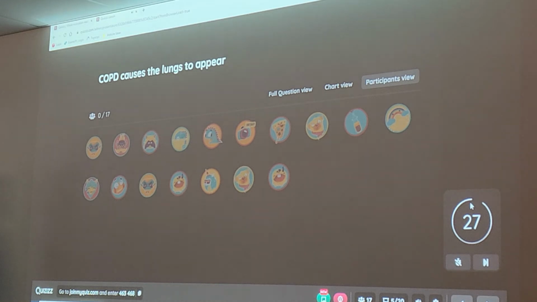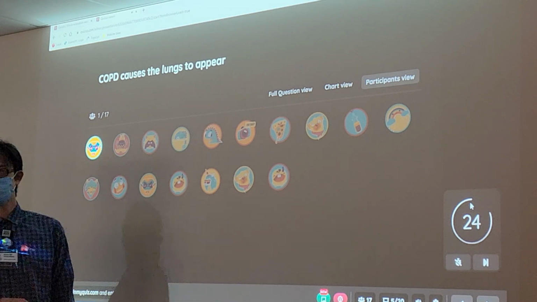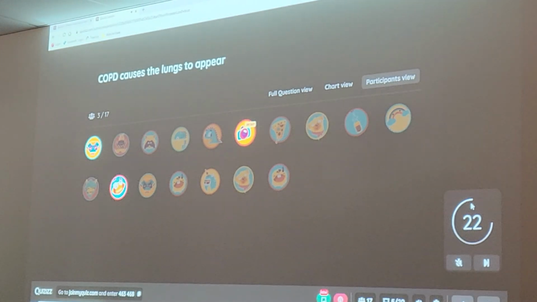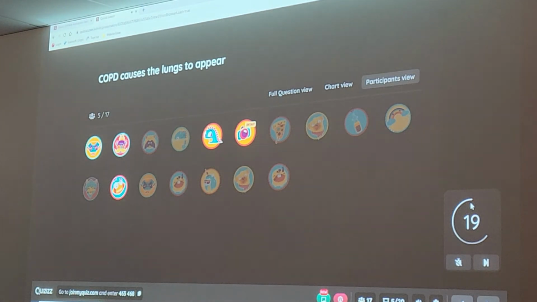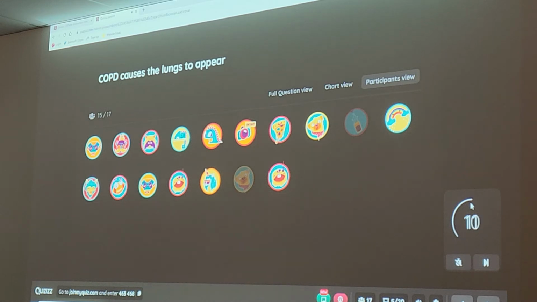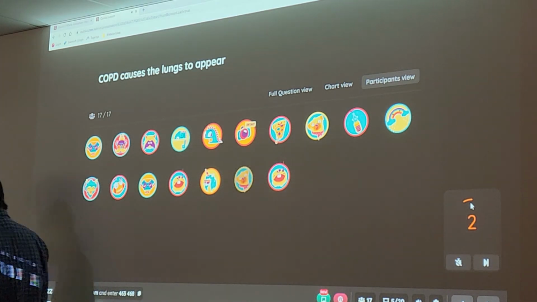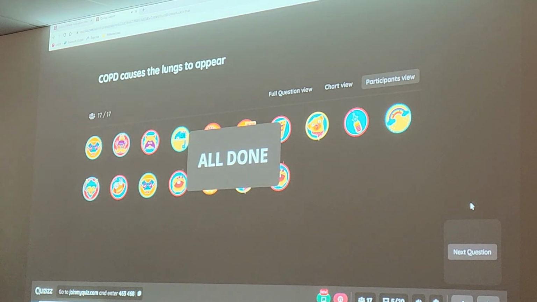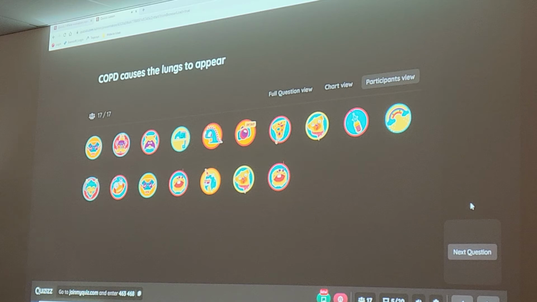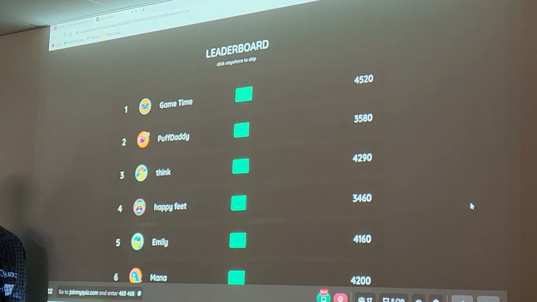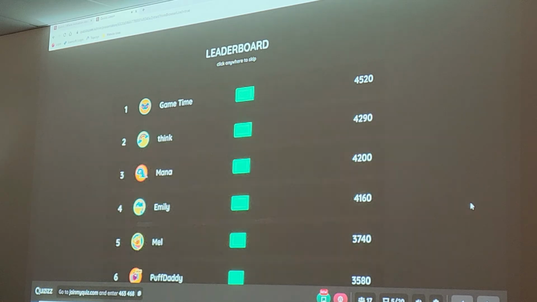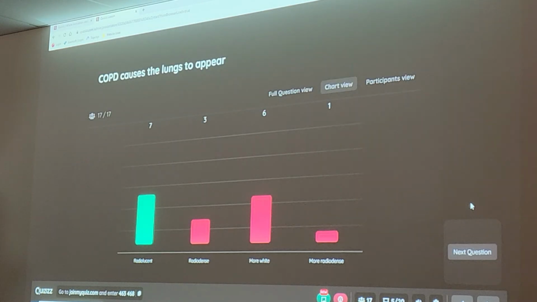COPD causes the lungs to appear how? Just randomized. 5 seconds. Cutting it close. So it was like 50-50. All the other three are radiolucent? New top 5, alright.